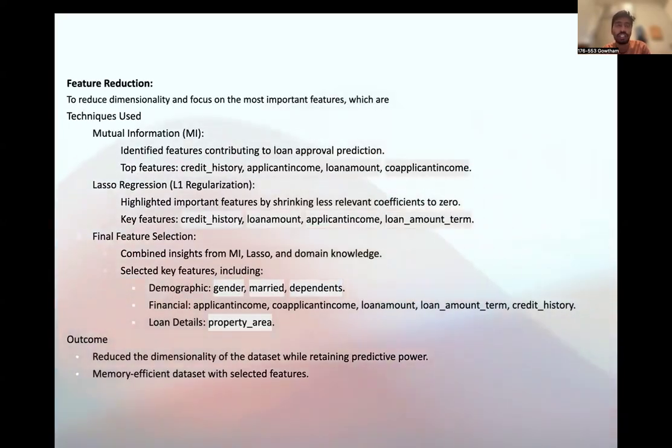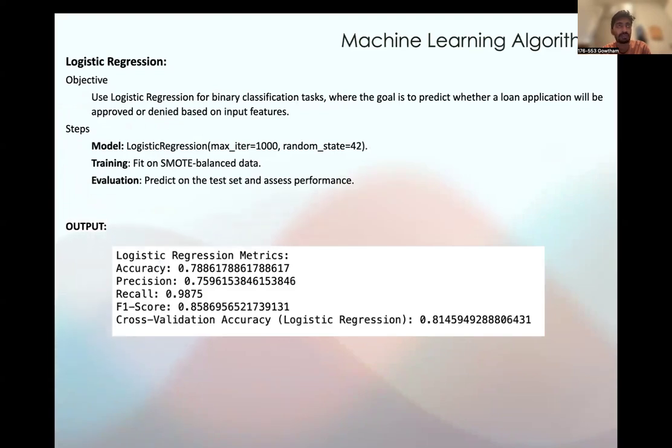When it comes to feature reduction, it is divided into three formats: mutual information, Lasso regression, and final feature selection. The mutual information identifies the features' contribution to the loan approval. In Lasso, it highlights important features by shrinking the less relevant ones. The final feature selection combines both MI, Lasso, and all the types.